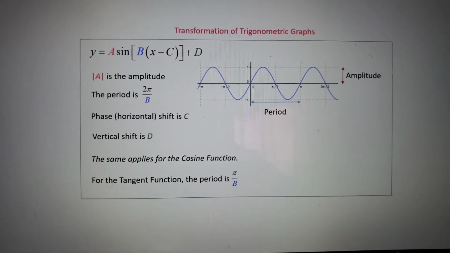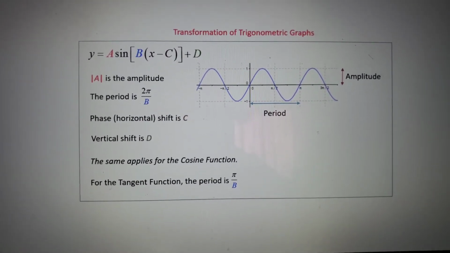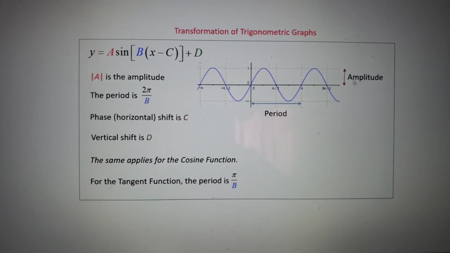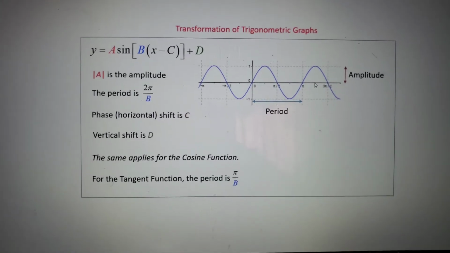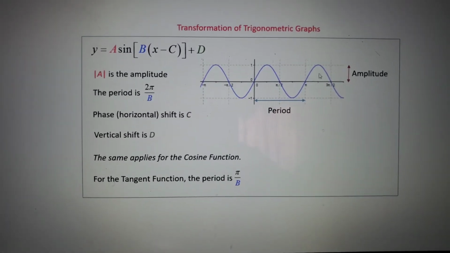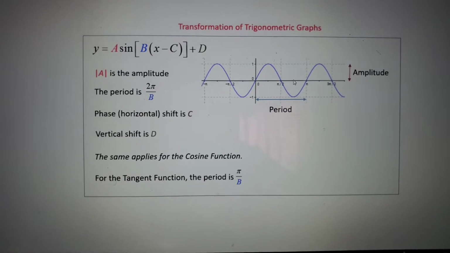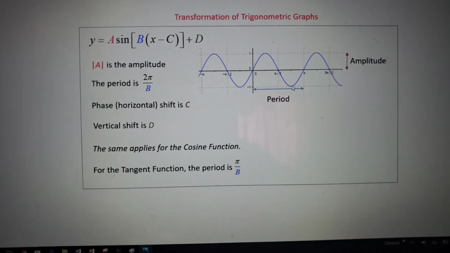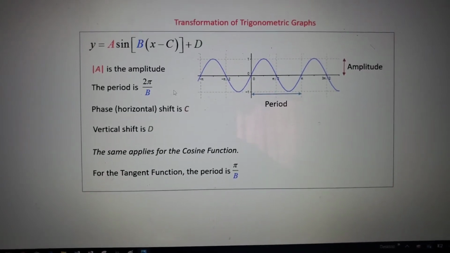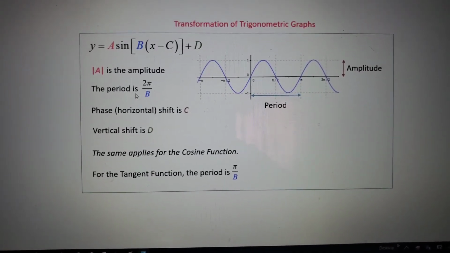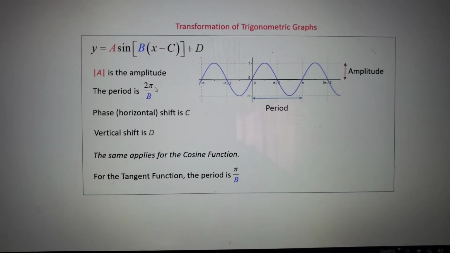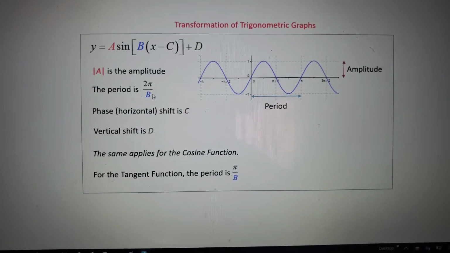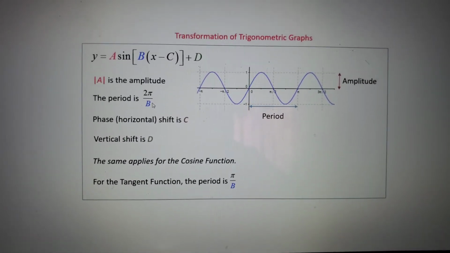As you can see here, A is the amplitude. So A represents the amplitude, and you can see A over here. Amplitude is pretty much the length from the middle of the graph upwards, and it's also the same length from the middle of the graph downwards. All right, so that is your A, that's the amplitude. Now period, we can see here, it's found using this formula. Period is 2 pi divided by B. That's how you find the period.